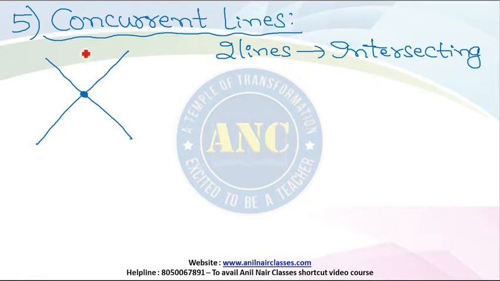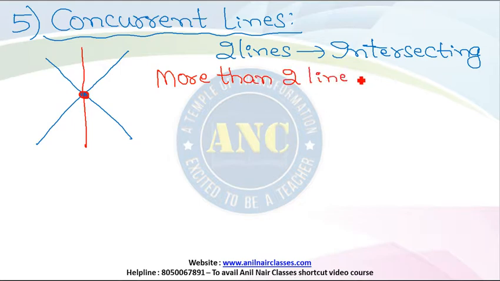Suppose for example, there is another line right now like this. That line is also intersecting at the same point. Now there are more than two lines. If more than two lines are passing through a single point, then they are called concurrent lines. I hope you are understanding the difference between concurrent lines and intersecting lines.